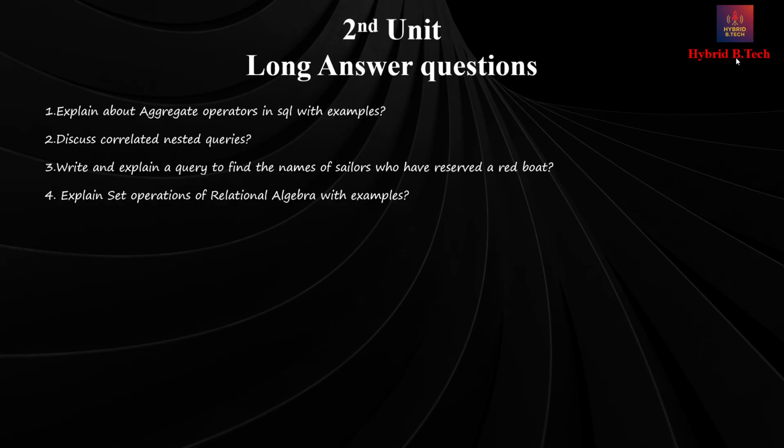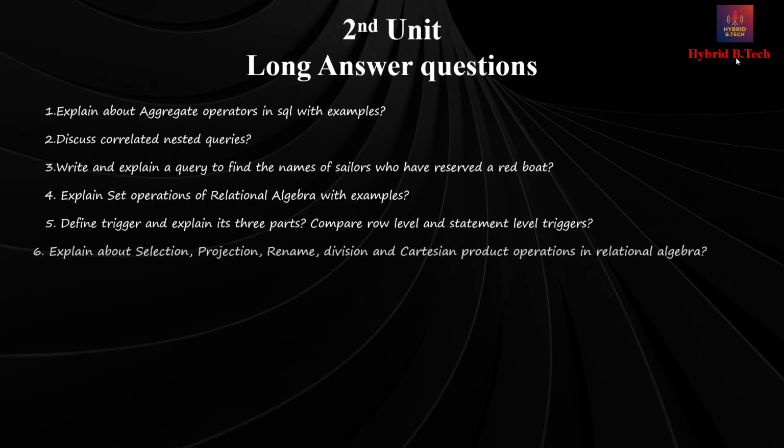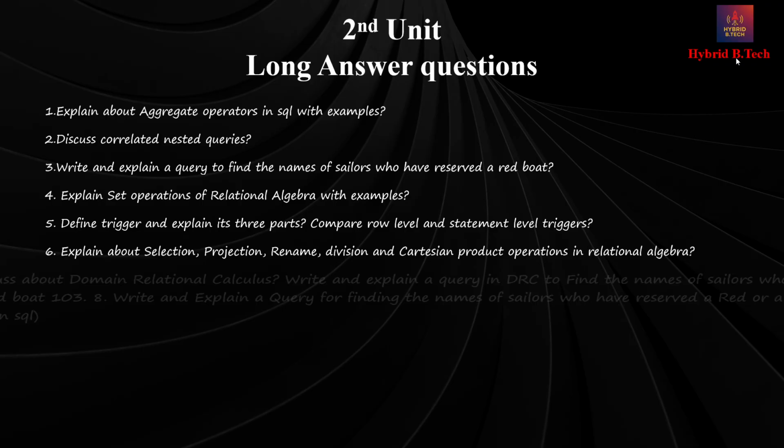Next one is, explain set operators of relational algebra with example. This is one of the important questions we may expect in exam. Next one is, define trigger and explain its three parts. Compare row level and statement level triggers. Next one is, explain about selection, projection, rename, division and Cartesian product operators in relational algebra.